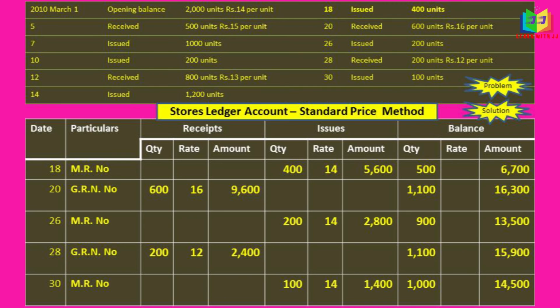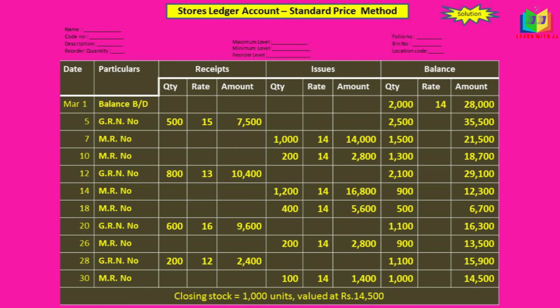I have given you the formula, right? Using that formula, you have to find it out. In this problem, the standard price is given, that is 14 rupees. So all the issues, irrespective of the date, you have to issue at 14 rupees. Now the closing stock we know. Closing stock is 1,000 units and the value is 14,500.